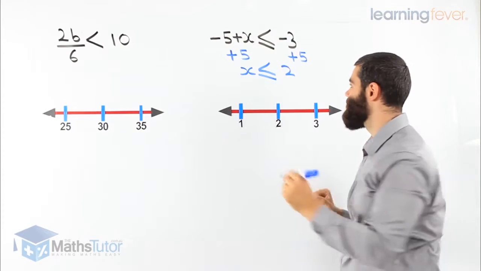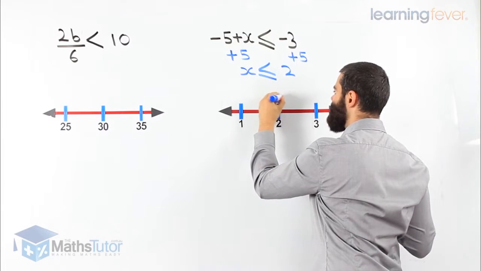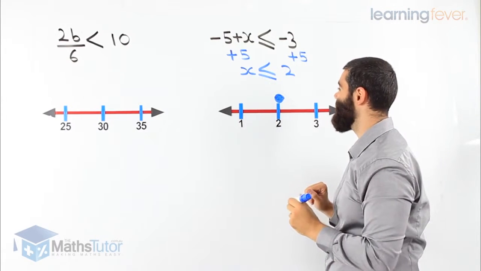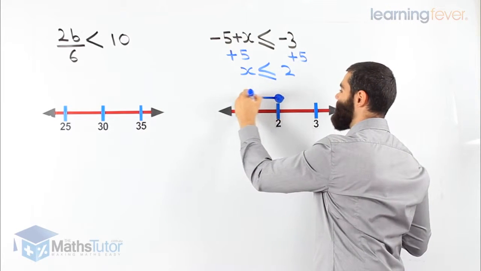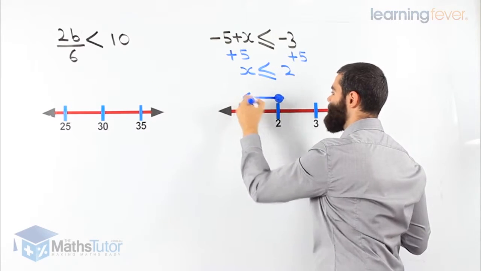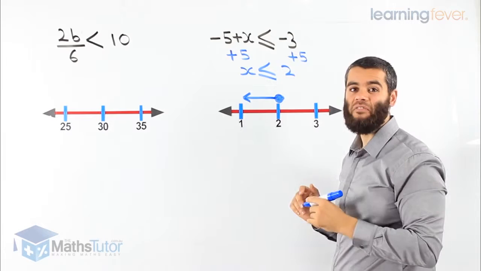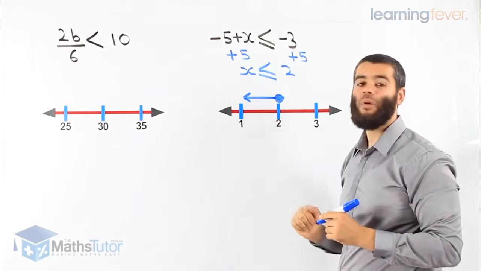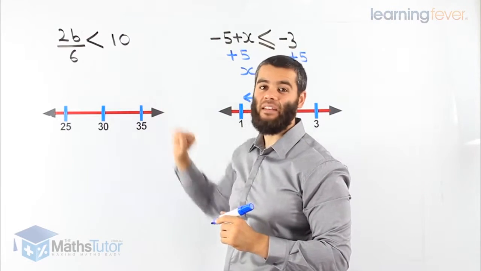Now we're going to graph. Less than or equal to. So equal to, we have to color in our circle and it's going to be less than. So we're going to show the arrow going towards the less than side. So we're saying that x can be 2, but it can also be less than 2. It can be any number 2 or less. Next one, 2b over 6 is less than 10.